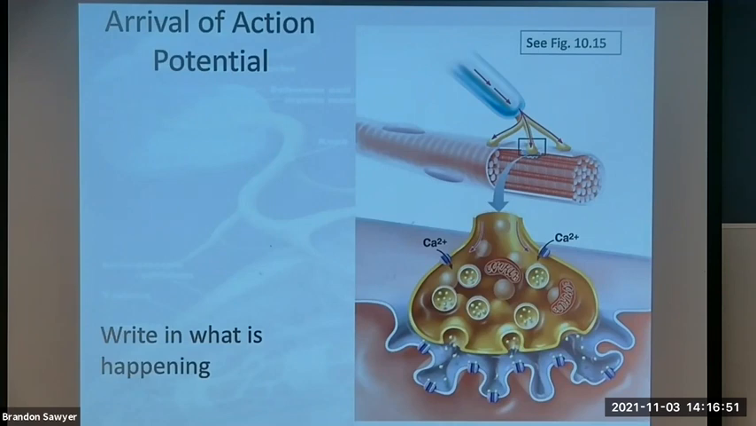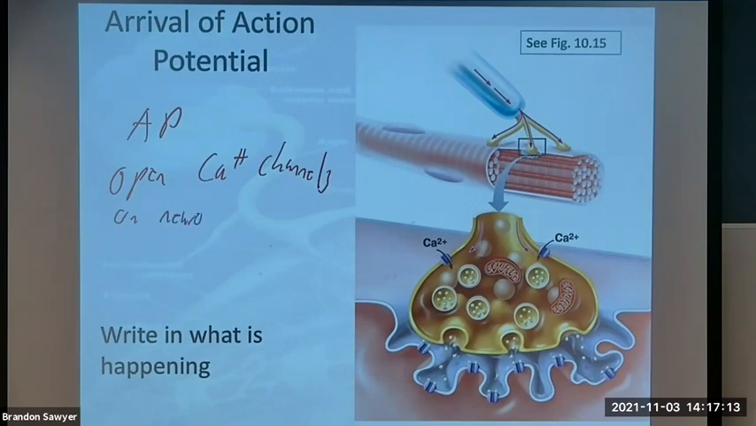Okay, so this first step here. What's happening on this first slide? We've got an action potential, or AP, coming down the motor neuron, and it's going to do what? It's going to open these calcium channels on the neuron, right? And so then calcium is going to flow into the neuron. Okay, not the same step as calcium flowing into the muscle cell. That's going to happen later, right?